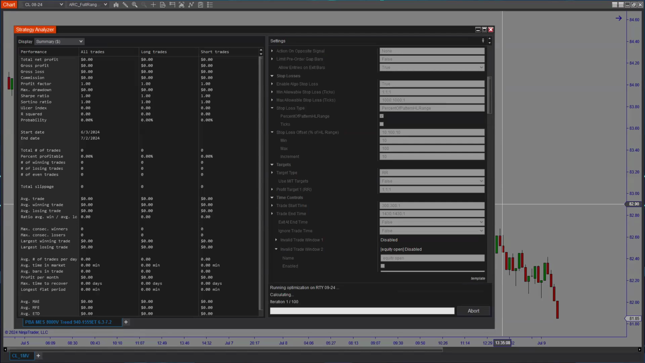100 iterations. I don't know how long that's going to take. Hopefully not too long. It shouldn't take long. So cue the Jeopardy music and let's see what we come up with.